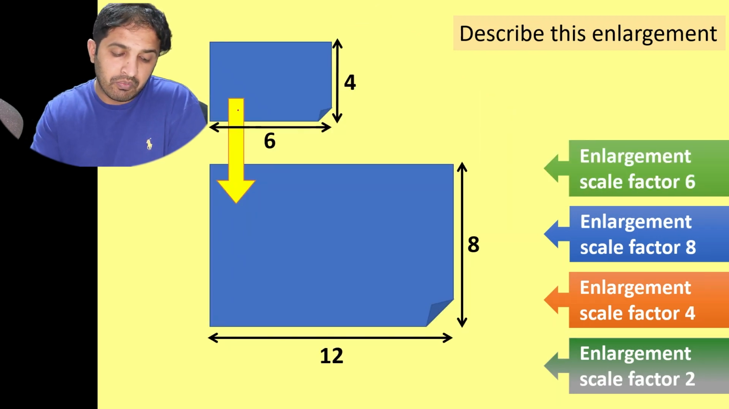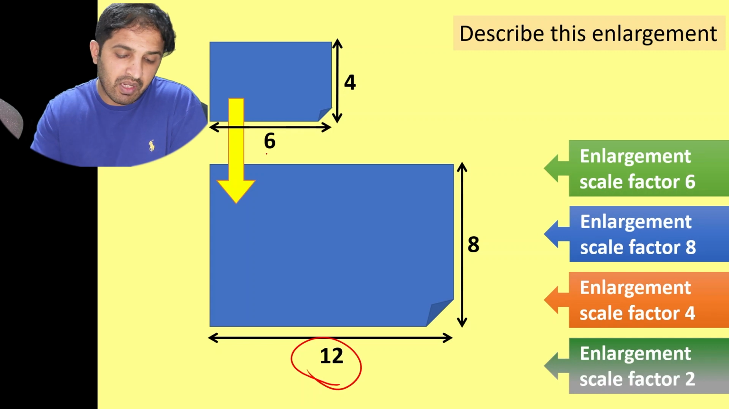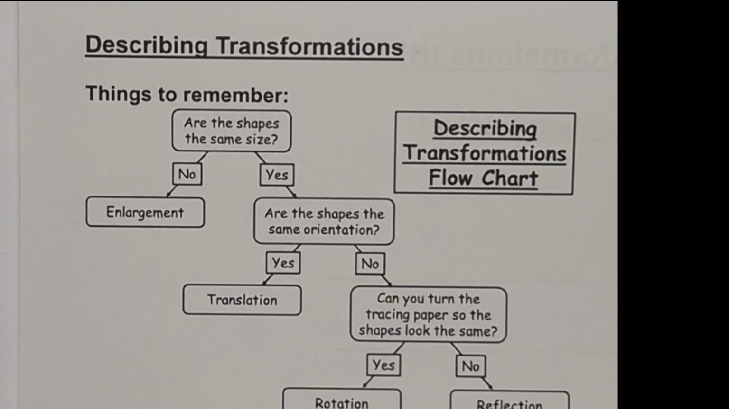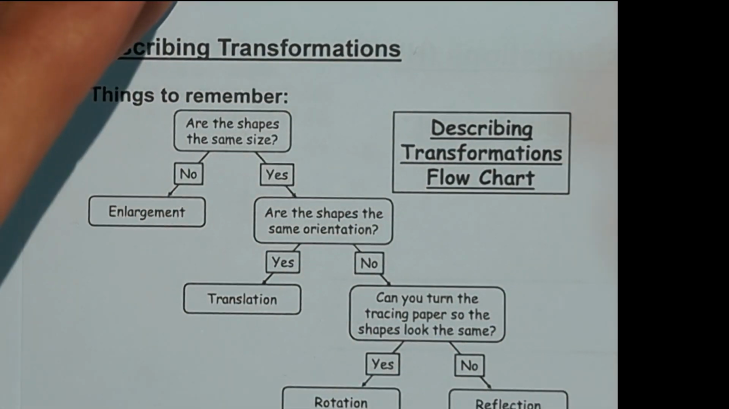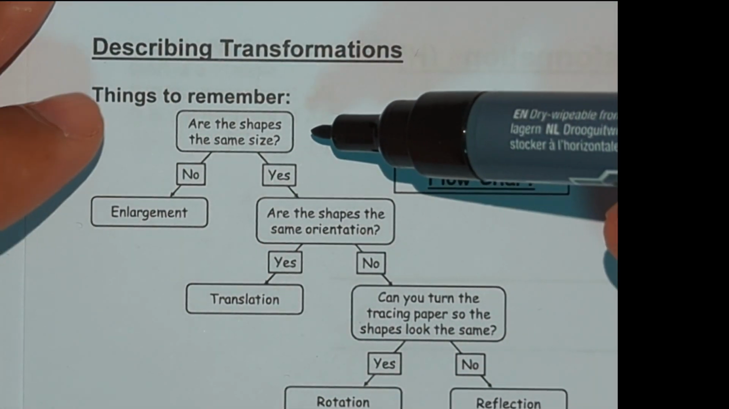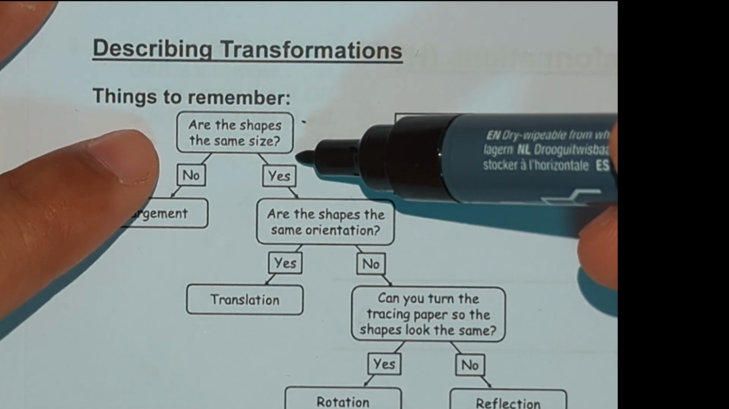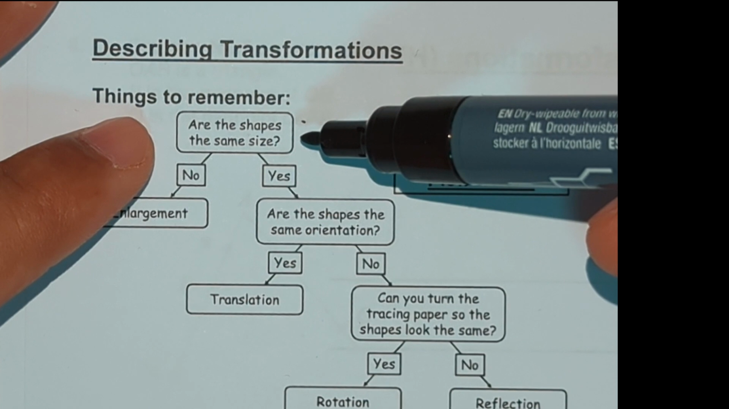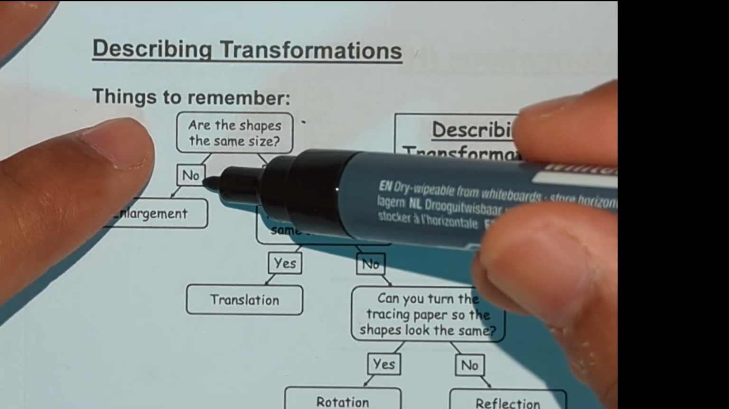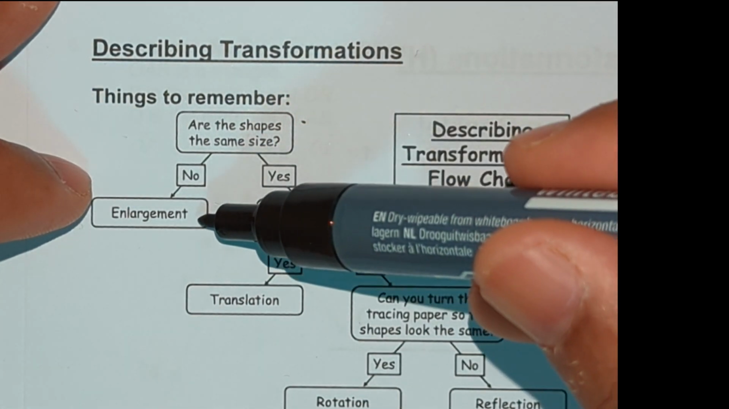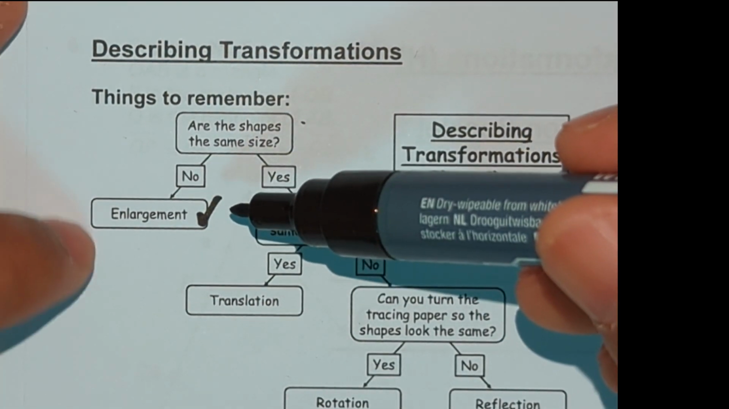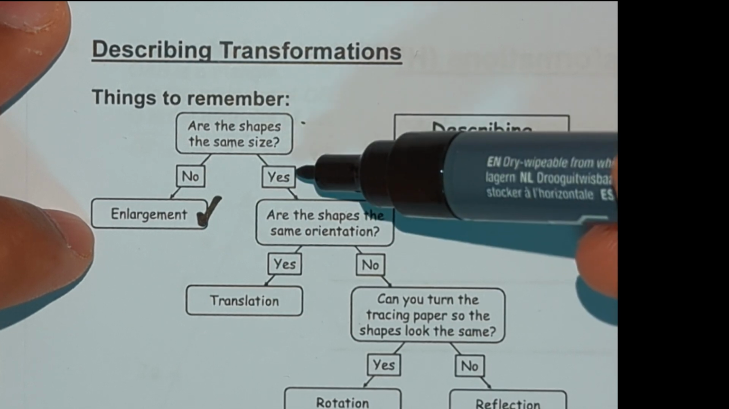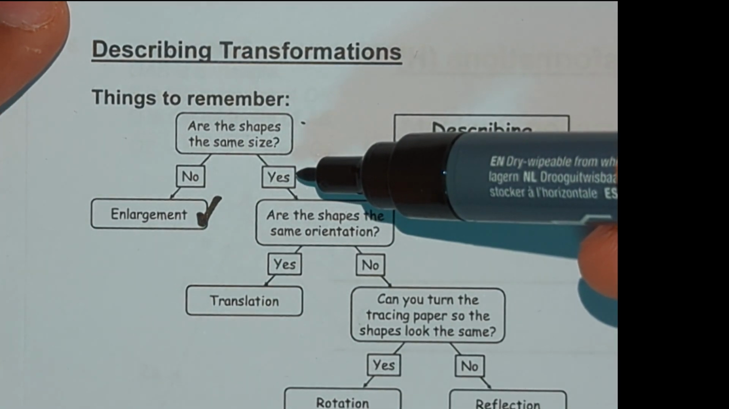Again, going from there to there, you're doing 12 divided by 6, so we know the scale factor is 2. If you have to describe the transformation, these are the things you need to look for. First question to ask: are these shapes the same size? If the answer is no, then you know it's an enlargement, and by saying enlargement you will get 1 mark. If the answer is yes, they are the same size, then it could be either one of those other 3.